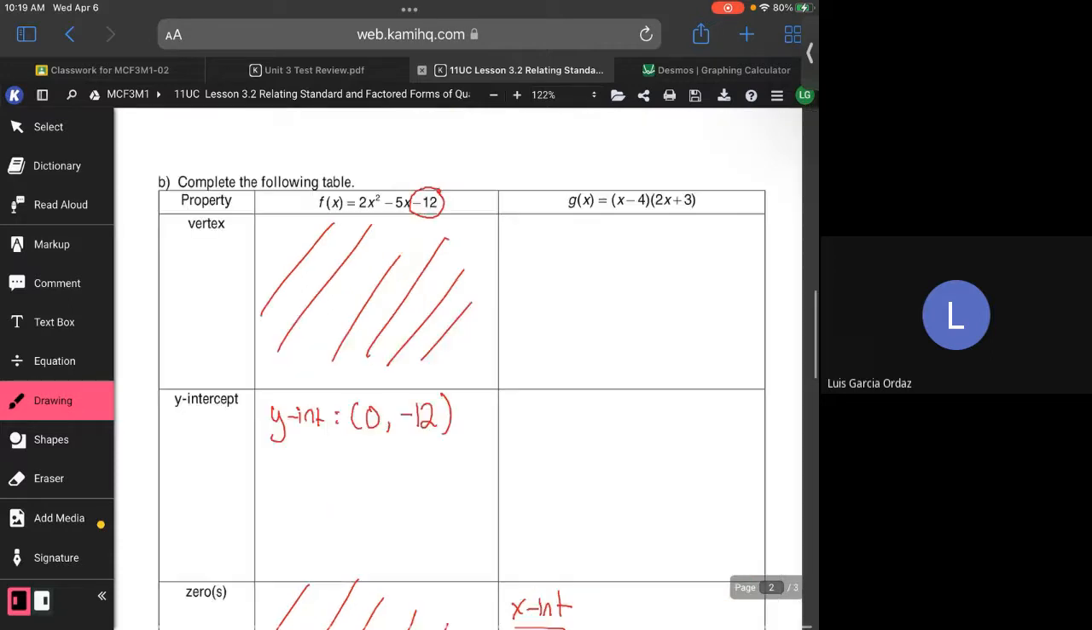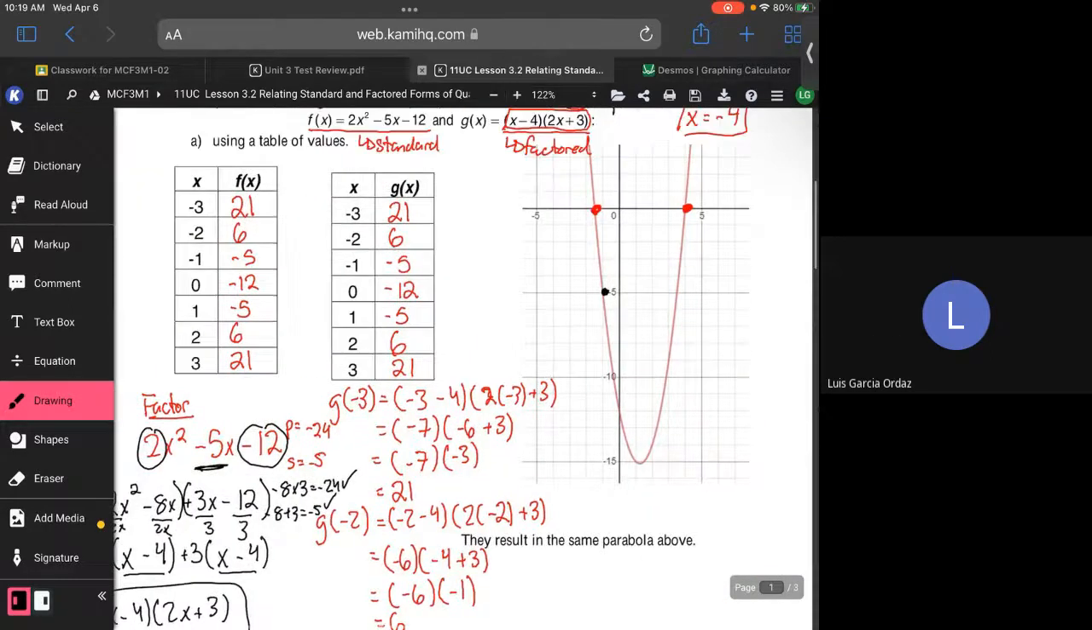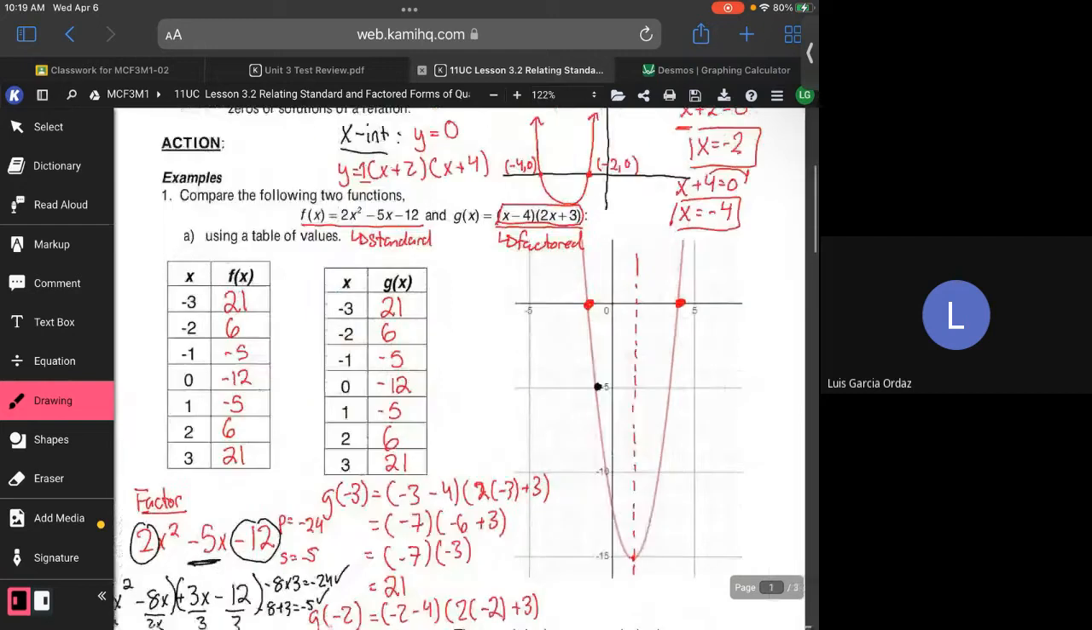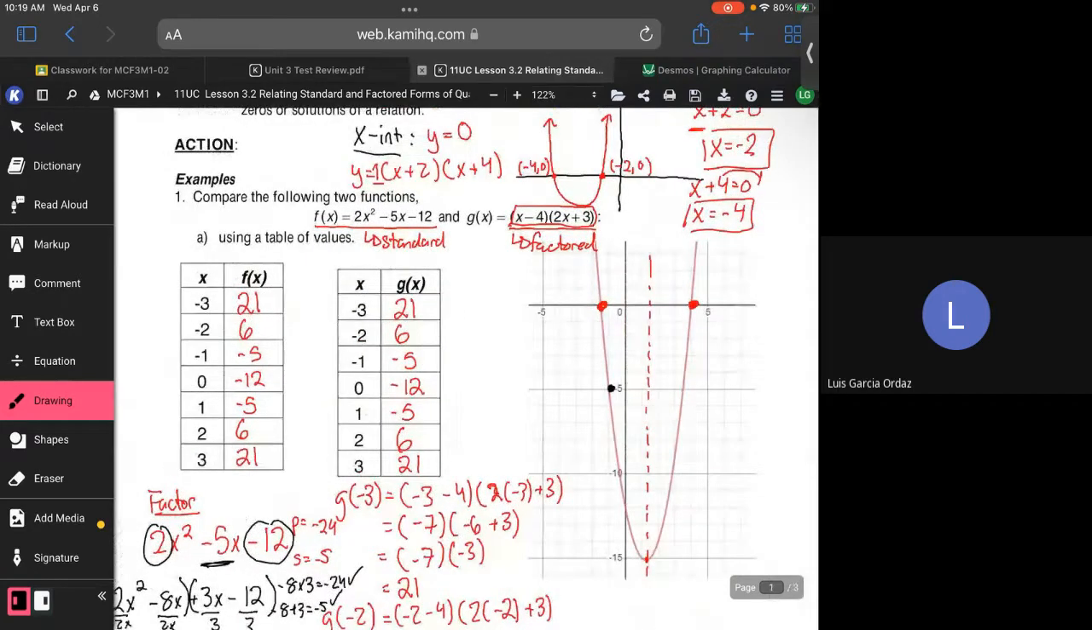So I'm going to draw a line right in the middle on the graph. So this is my vertex here. So how do I find the middle of the two x-intercepts? The vertex happens exactly in the middle between both of them. So how do I find that, Olivia? Add both of them, then you divide by 2.